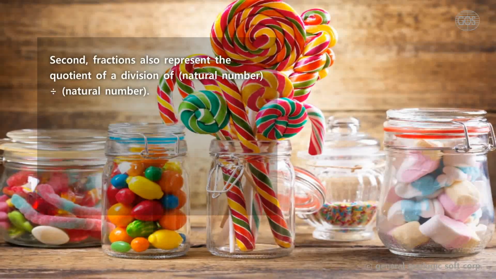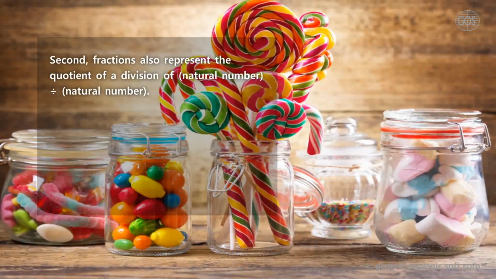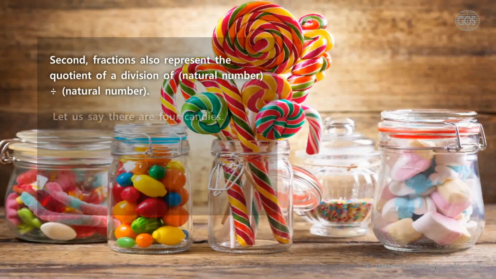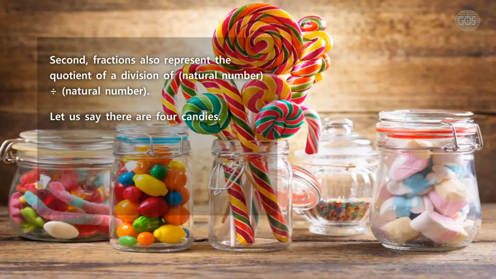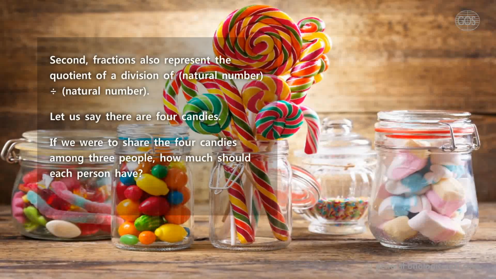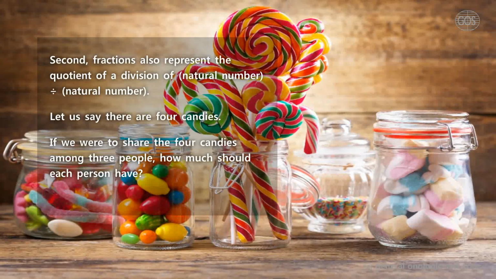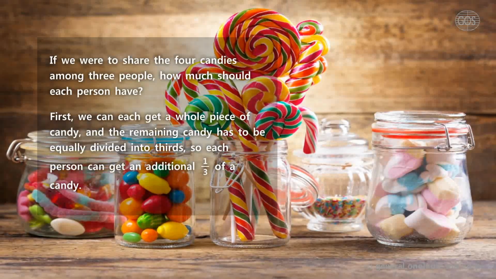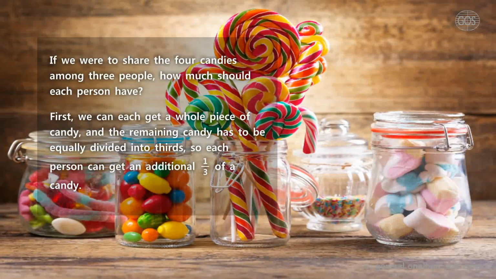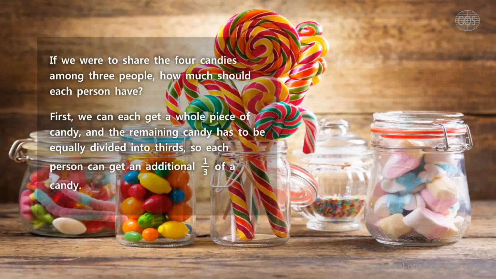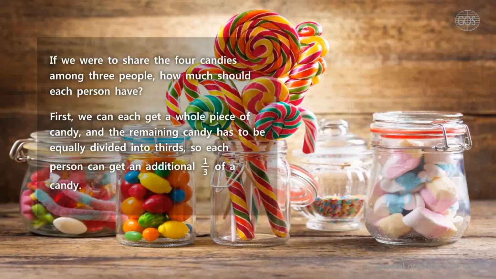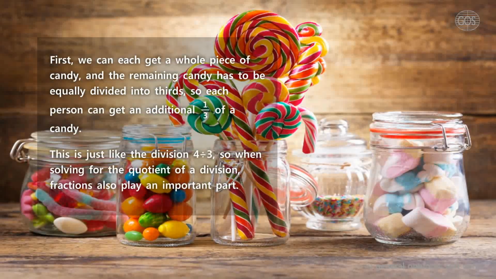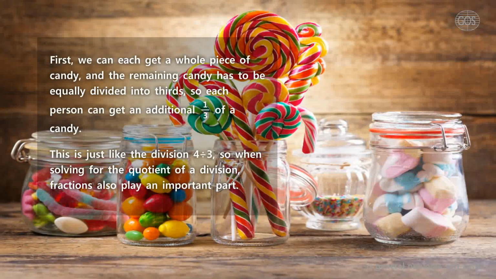Second, fractions also represent the quotient of a division of a natural number divided by a natural number. Let us say there are 4 candies. If we were to share the 4 candies among 3 people, how much should each person have? First, we can each get a whole piece of candy, and the remaining candy has to be equally divided into thirds, so each person can get an additional 1/3 of a candy. This is just like the division, 4 divided by 3, so when solving for the quotient of a division, fractions also play an important part.